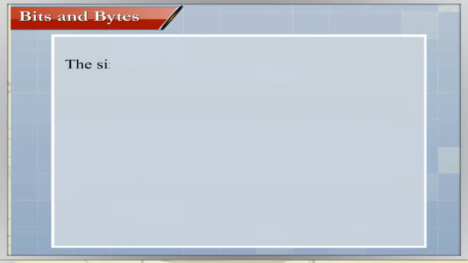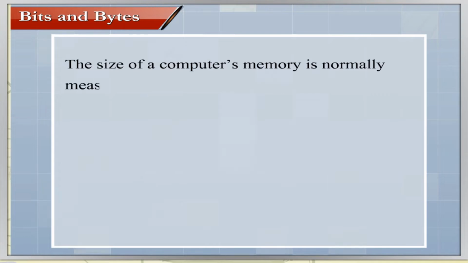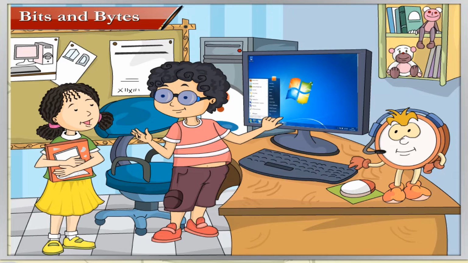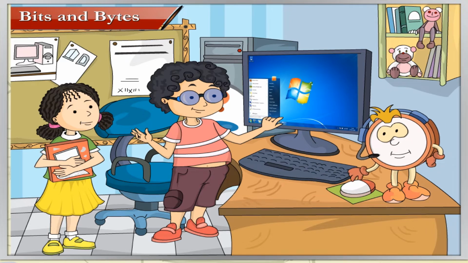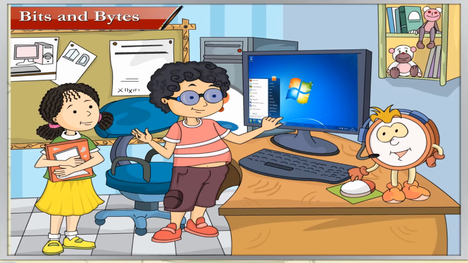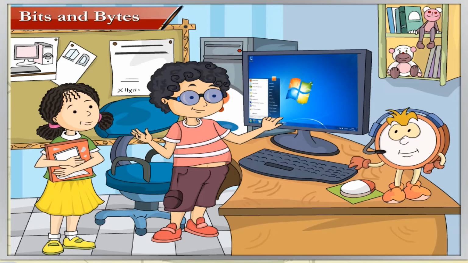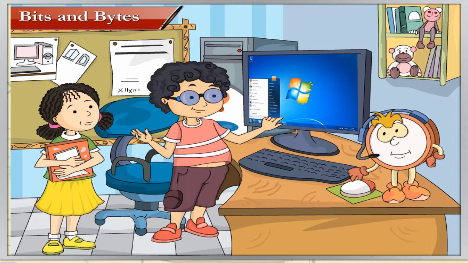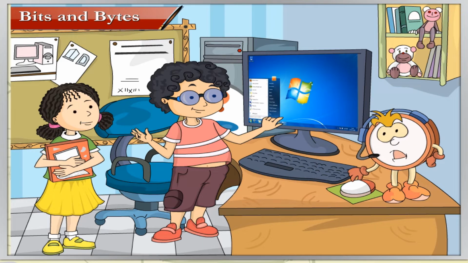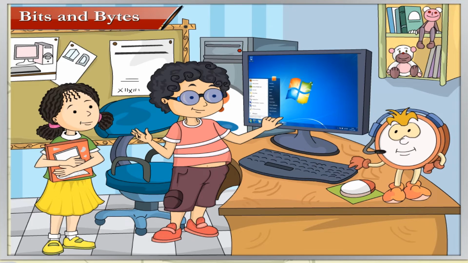Bits and bytes. The size of a computer's memory is normally measured in kilobytes, KB, megabytes, MB, or gigabytes, GB. What are kilobytes and megabytes? The smallest unit of computer memory is called a bit. One bit is a single binary digit and can have a value of either 1 or 0. The unit of measuring memory of a computer is called a byte. One byte is made up of 8 bits. Half a byte consists of 4 bits and is also known as a nibble.